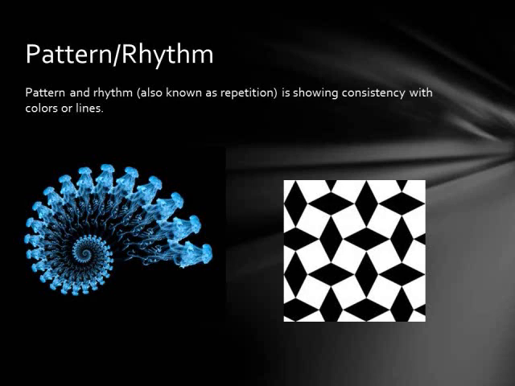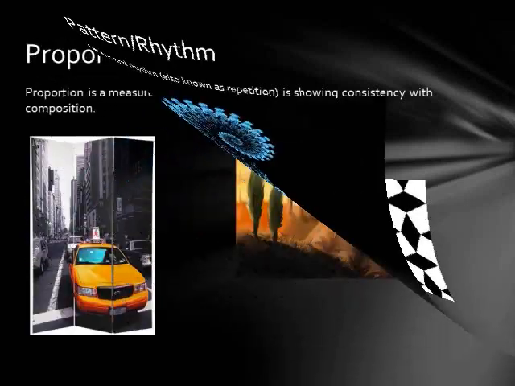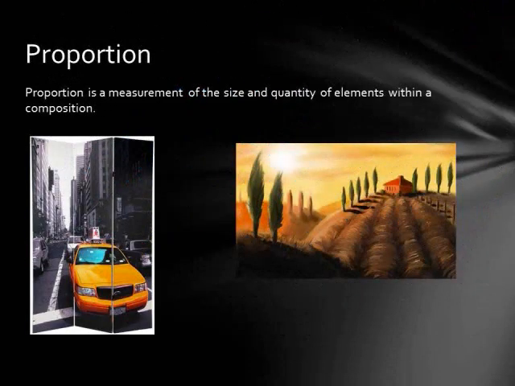Pattern and rhythm. Pattern and rhythm, also known as repetition, is showing consistency with colors or lines. Proportion. Proportion is a measurement of the size and quantity of elements within a composition.